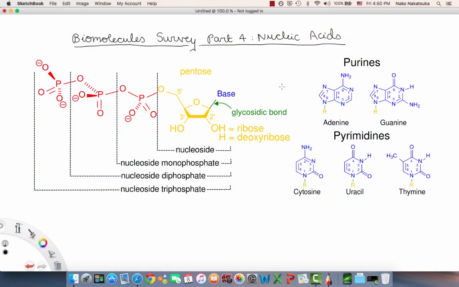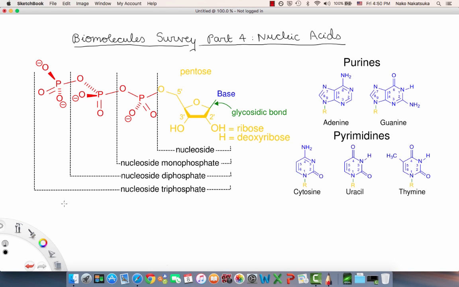So for the final topic, we're going to talk about Biomolecules Survey Part 4 on nucleic acids. Nucleic acids are biopolymers or large biomolecules that are essential for all known forms of life. Nucleic acids, which include DNA and RNA, are made from monomers known as nucleotides. Now I'm going to start off with a very brief history of how these came about.